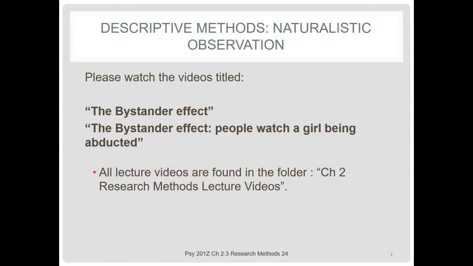So I want you to go look at two videos. These are in the folder titled Chapter 2, Research Methods Lecture Videos. And one is titled The Bystander Effect. And the second is The Bystander Effect, People Watching a Girl Being Abducted.